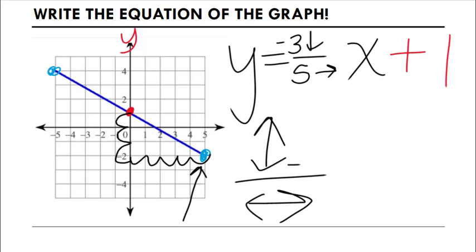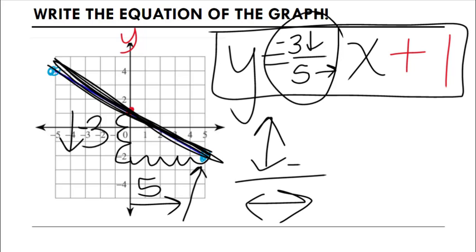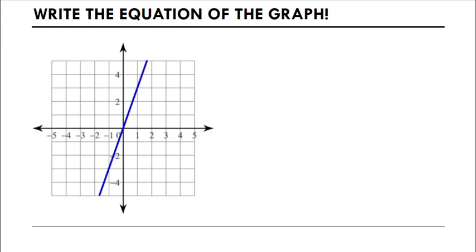So, I went 3 down, which means it's negative, and then I went 5 to the right. That is my equation of the graph. Now, looking at the graph, what type of slope is this? The type of slope is negative. Esta línea es negativo. Entonces, yo sé mi número con X es negativo. El otro ejemplo, yo sé este es positivo. Entonces, el número con X es positivo también.